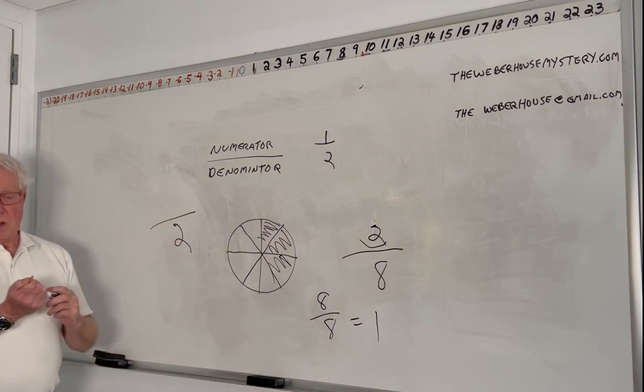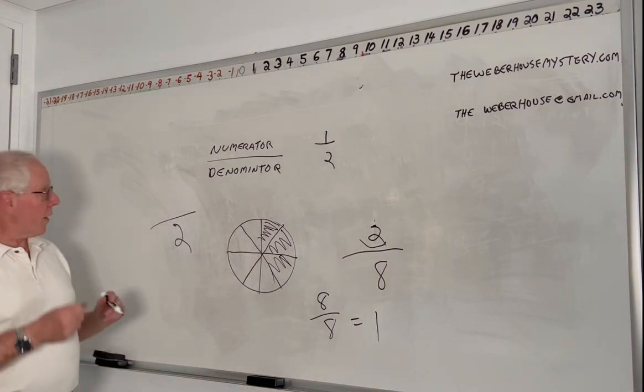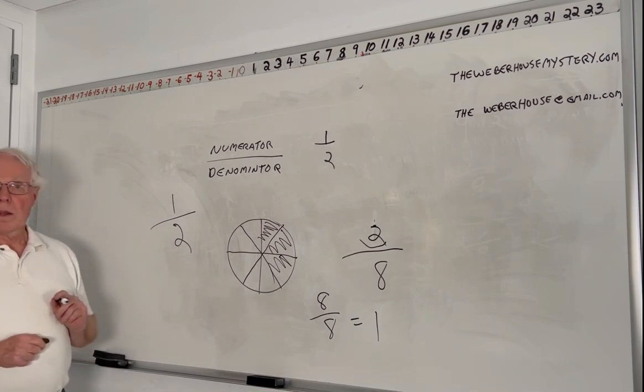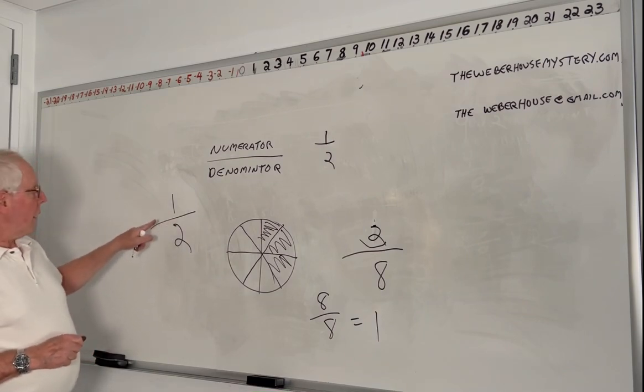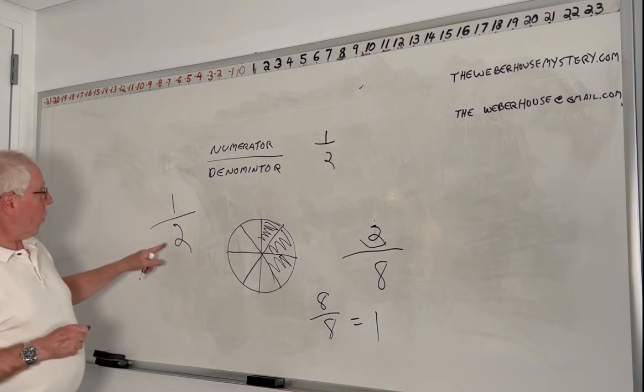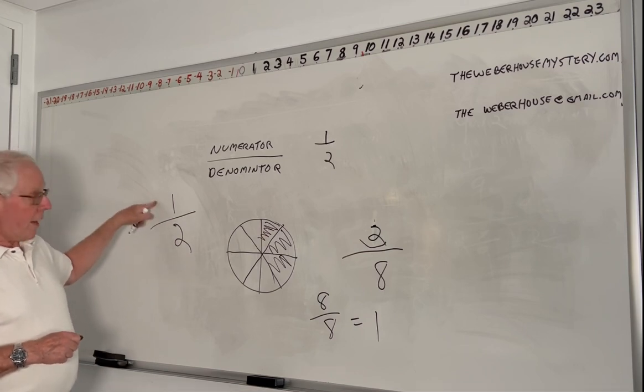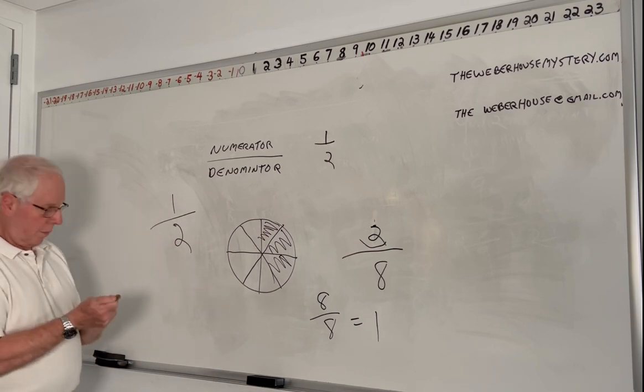You pick heads. There's only 1 side that has heads on it. The likelihood, or the probability of your winning the coin toss is 1 out of 2. 1 head out of 2 sides.